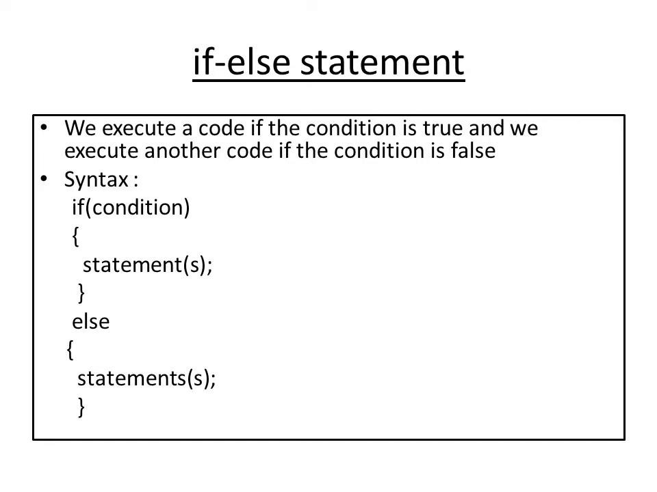It's like the ternary operator. If the condition is true, we will get one result, and if the condition is false, we get another result. Here we are using if else instead of the ternary operator. They're using the same concept. Here, if the condition is true, we execute a set of statements, and if the condition is false, we also have another set of statements to be executed.